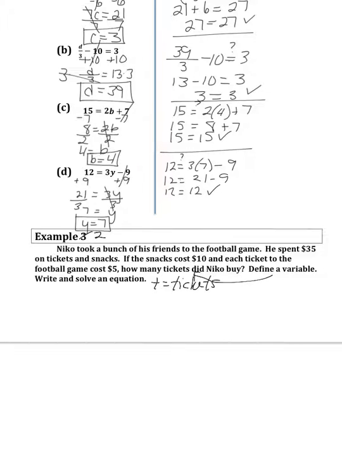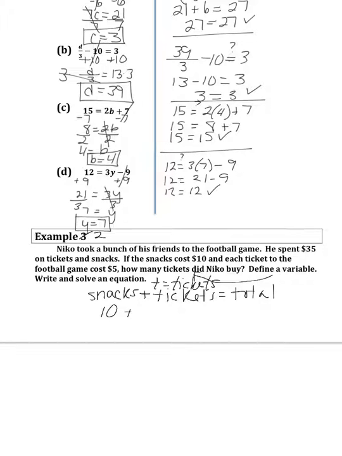Then I need to consider what costs are going into the total here. I know that he's buying snacks and he's also buying the tickets. So I'm going to say that my snacks plus my tickets will equal the total that he spent. So if it tells us that the snacks cost $10, I know I can put 10 in for snacks. That's increased by the cost of the tickets.